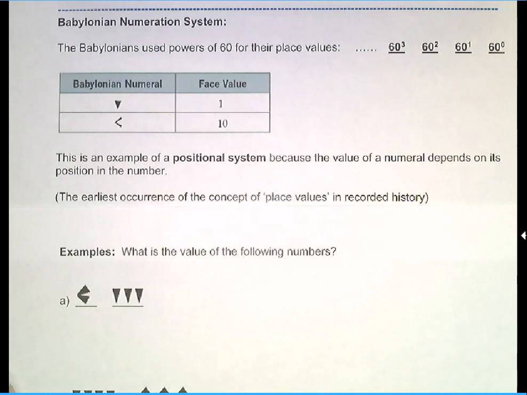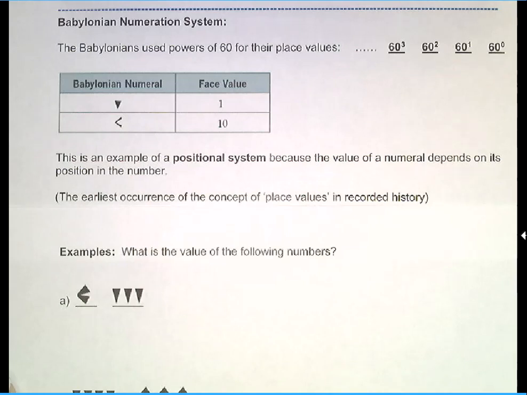Now we're going to look at how the Babylonians did their number system. Interesting thing, the Babylonians used powers of 60. And I have a feeling it ties back to time, because there's 60 seconds in a minute, and 60 minutes in an hour, and we do still use base 60 for time, which is why adding times is a little more challenging than normal numbers.